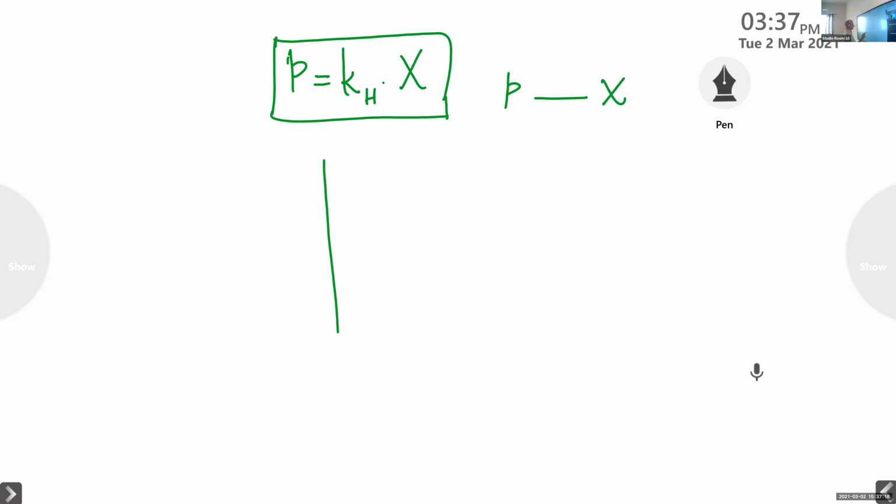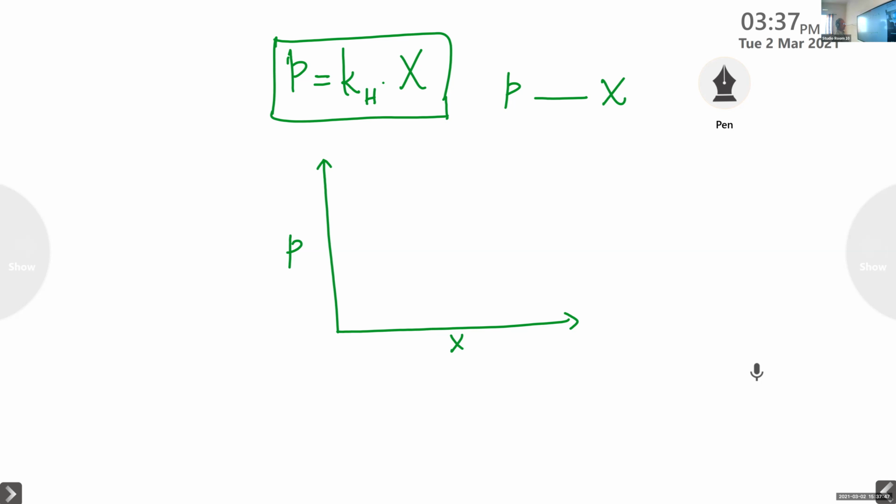Okay, we have the x-axis and the y-axis. On the x-axis, let us plot the mole fraction X. The partial pressure is plotted against the y-axis. What will be the nature of the graph obtained?